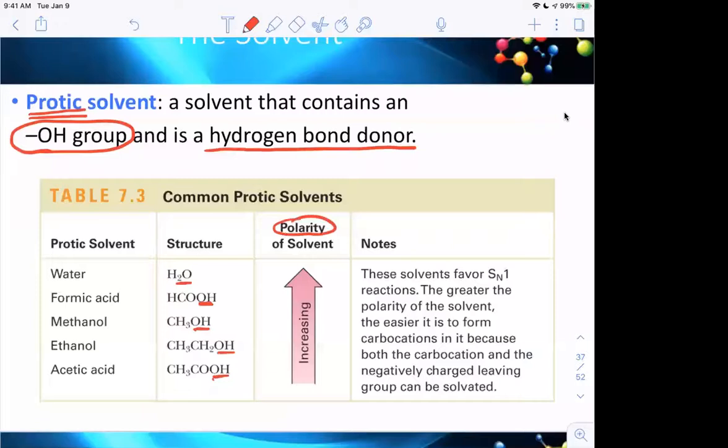These solvents favor SN1 reactions. The greater the polarity of the solvent, the easier it is to form the carbocation, because the solvent can now solvate both the carbocation and the negatively charged leaving group. That stabilizes the intermediary species, which enhances the favorability of this reaction.